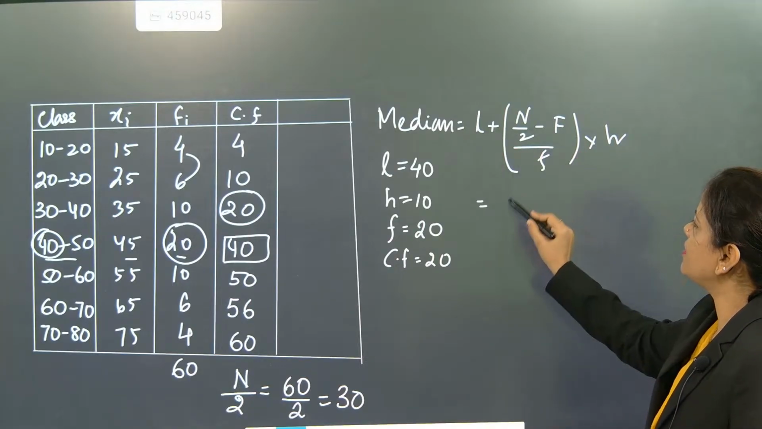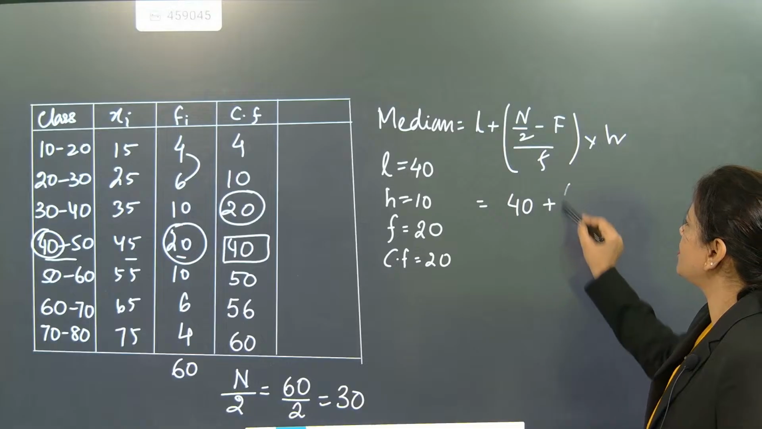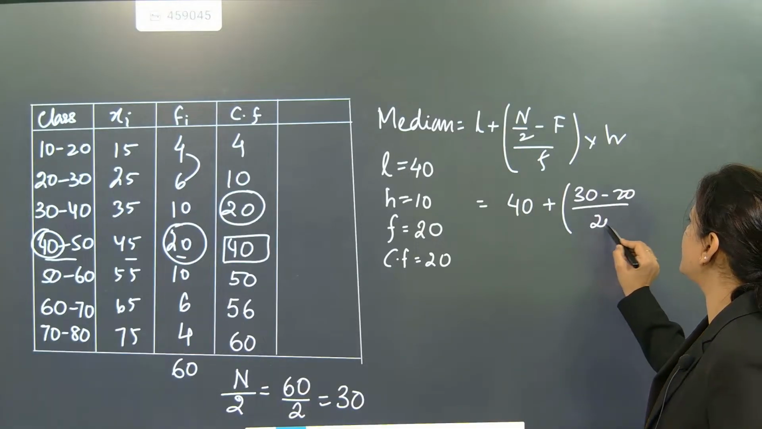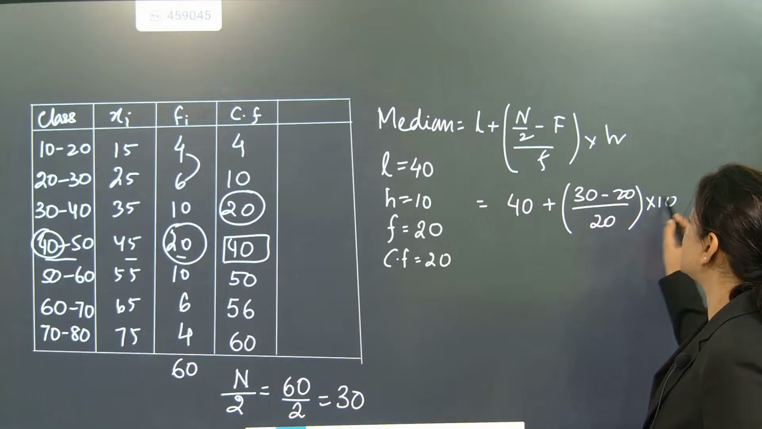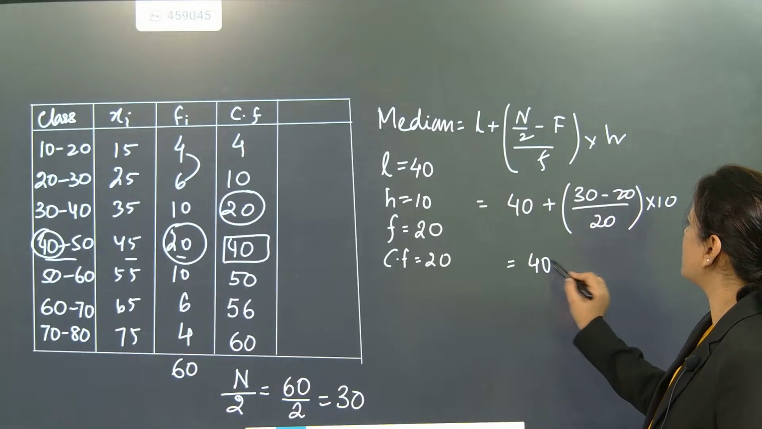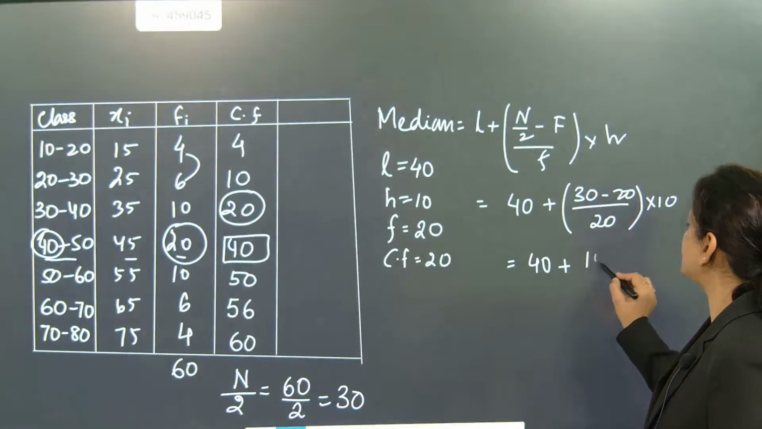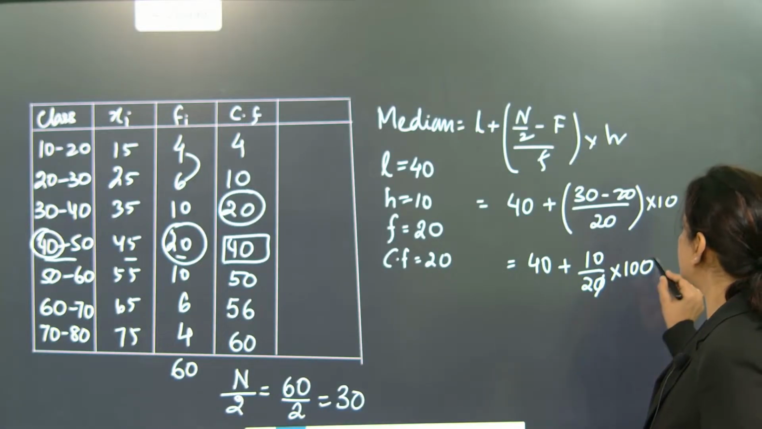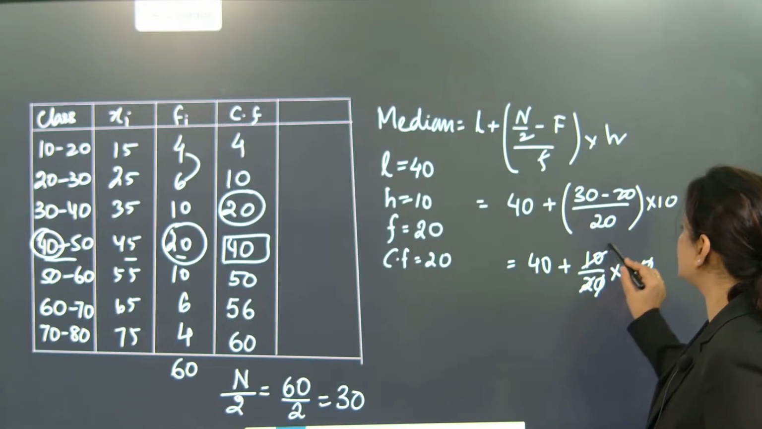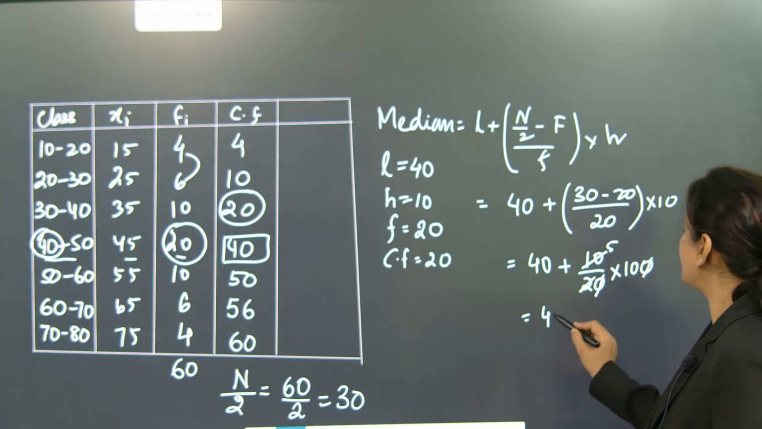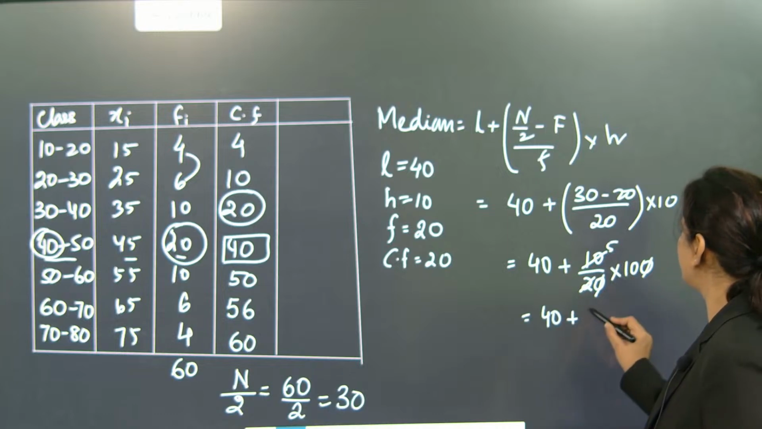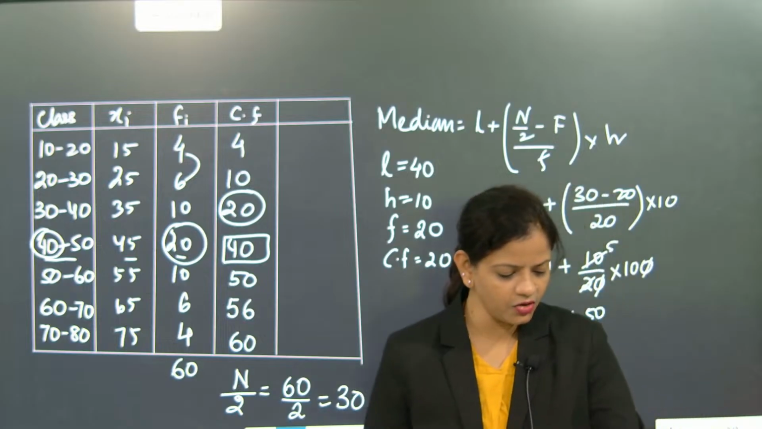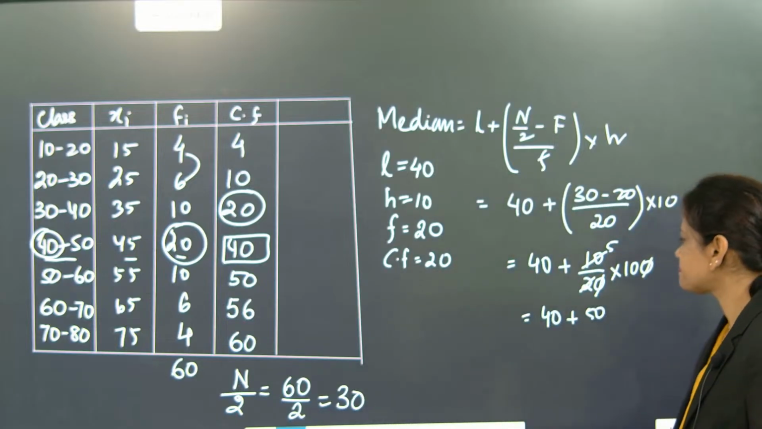So L will be 40. 40 plus N by 2 is 30, 30 minus 20, by 20, into H, 10. So it is coming as 40 plus 30 minus 20 is 10, by 20, into 100. So this 0 cancels, and 5 will come. So it is coming as 40 plus 50. So what is the median coming here?